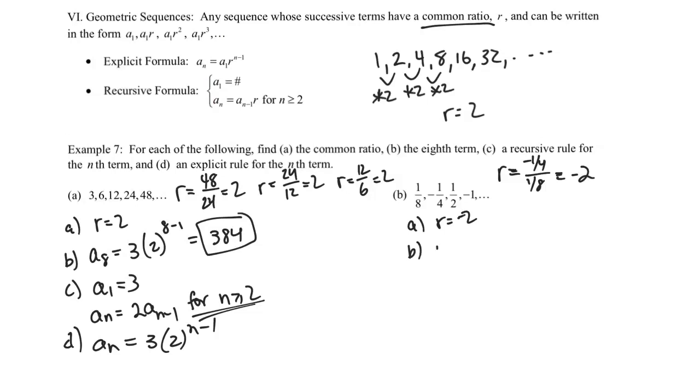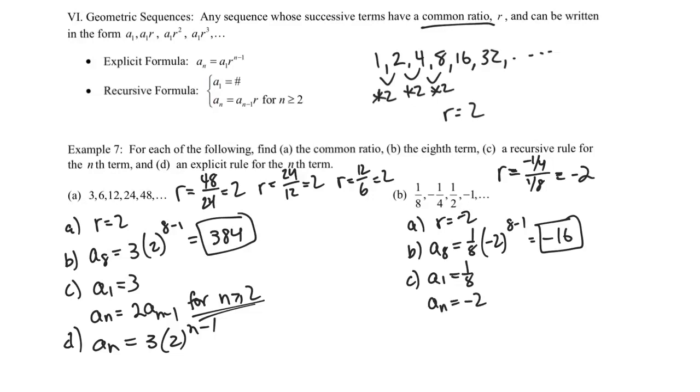And that's going to make it easy to find our 8th term because that's just going to be the first term multiplied by our ratio to the 8 minus 1 power. And when you put that in a calculator, what you're going to get is negative 16. For our recursive rule, we start by listing the first term, which is a sub 1 is equal to 1/8, and then a sub n is equal to negative 2 times a sub n minus 1, and that's valid for n greater than or equal to 2.